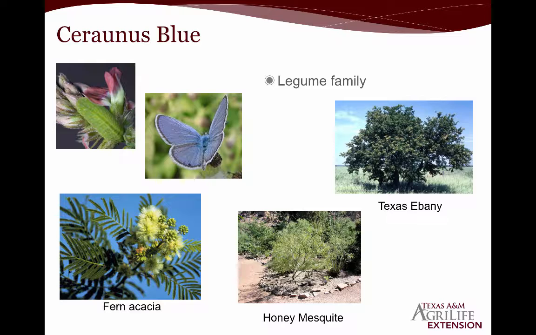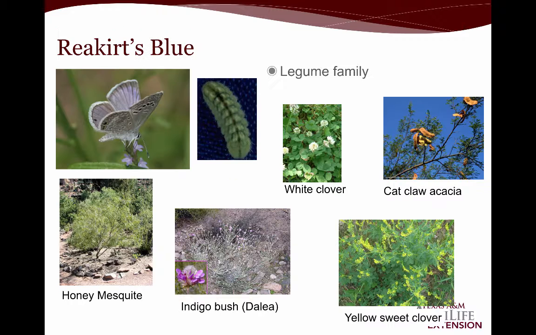We have Serranus blue, and they will feed on legume family: Texas ebony, honey mesquite, and fern acacia. And you'll see this beautiful blue butterfly. In the very top left, you can see the caterpillar is this very interesting, very distinct shaped type of green caterpillar. We get a similar type of caterpillar here with the Reichert's blue.